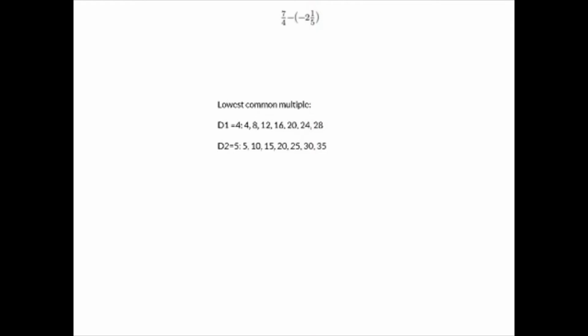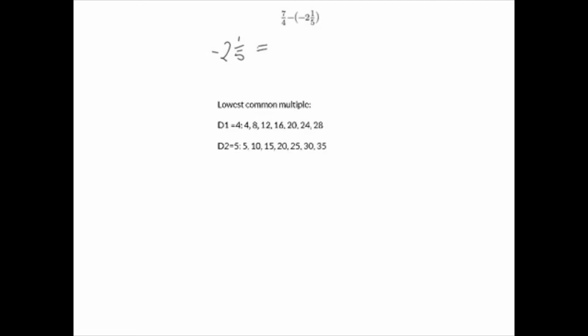In another video I talked about how we can convert between improper fractions and mixed numbers, and I suggested that one reason we might want to convert a mixed number such as -2 1/5 to an improper fraction would be when we are adding or subtracting fractions. And so this is one instance where I'm going to do that.